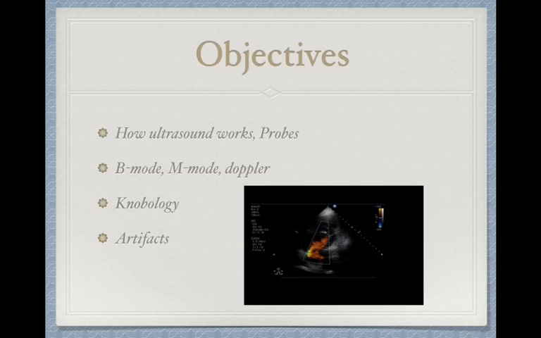So our objectives today are going to be to look at just the basics of how ultrasound works, some of the different probes and why you choose them, some of the more important functions of the ultrasound, including M mode, B mode, Doppler, some of the important knobology, which is actually how to turn the machine on, how to enter data, how to adjust your screen, etc. And then also some important artifacts in ultrasound, which even though you would think artifacts are things that you don't want, artifacts are actually very important for both diagnostic reasons and for troubleshooting and optimizing your image.